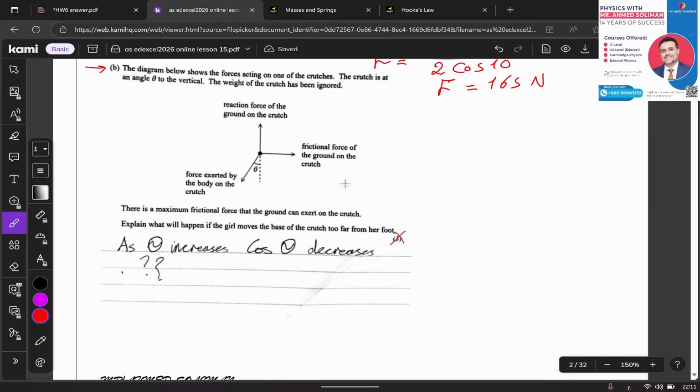The diagram below shows the forces acting on one of the crutches. The crutch is at an angle theta to the vertical. The weight of the crutch has been ignored. There is a maximum frictional force that the ground can exert on the crutch. Explain what will happen if the girl moves the base of the crutch too far from her foot. What it means is the girl will move it, it will increase the angle, right? Like this, right?